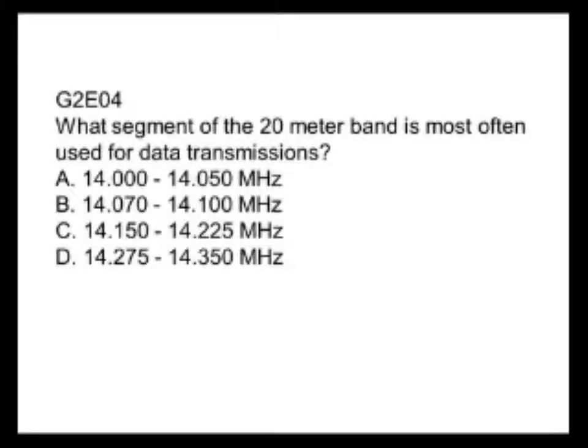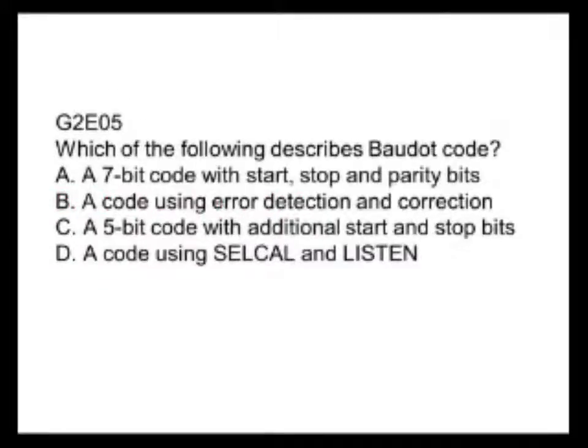What segment of the 20-meter band is most often used for data transmission? Okay, I'm going to give you a little bit of a cheat here, because you'll see as we go through these that the common element for the frequencies used for data transmission, all of them on the test, have 0.070 in them. Okay? So in the 20-meter band, 14.070 to 14.100. So if you remember that 070 for data transmissions, you will have no trouble with these questions.